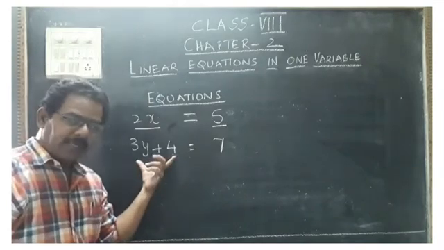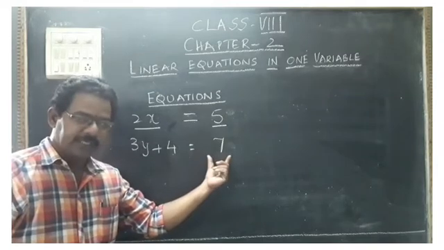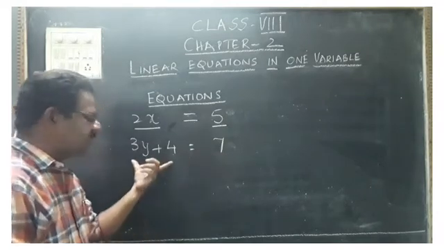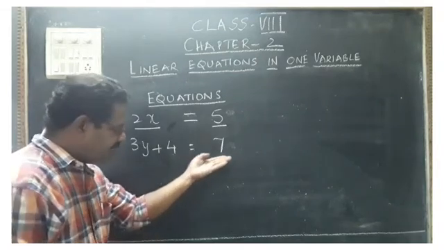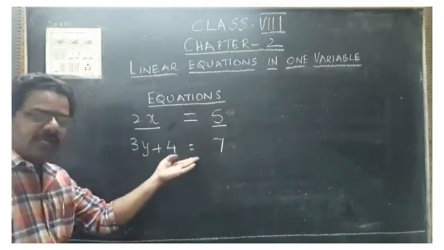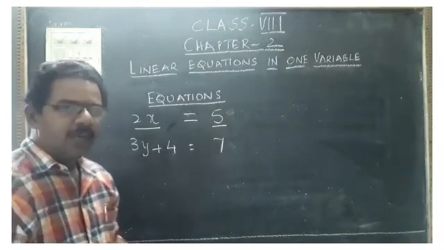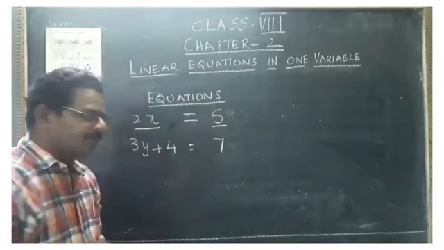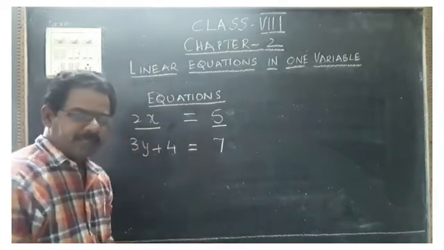Here two terms are there. One is algebraic and one is numeric. And here 7 is a numeric expression. So these expressions are combined with the equality symbol. If it has an equality symbol, combining these two expressions, we can call it an equation. In any equation, the equality symbol is a must.